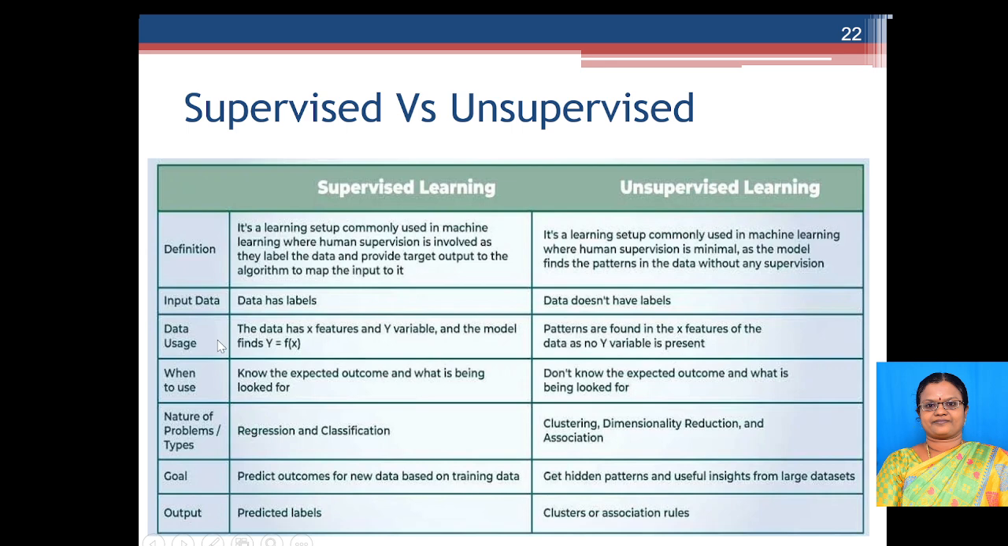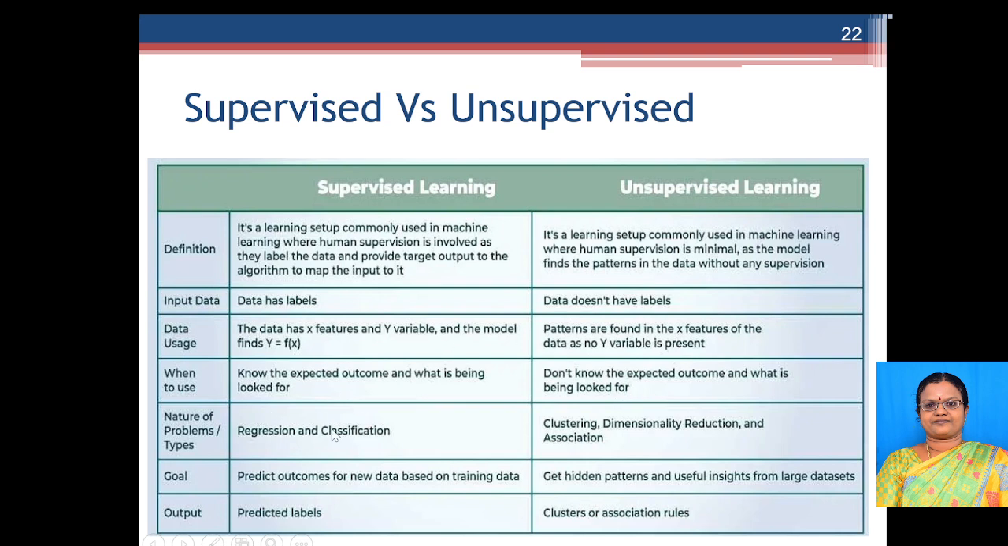And if you see the data usage, it has X features and Y variables, and the model will be using the correlation y is equal to f of X, whereas here the patterns are found in the X features of the data and there won't be any Y variable, that is, there won't be any correlation at all. And when to use supervised learning: when we know the expected outcome and what is being looked for, whereas in unsupervised we don't know what the output will be and what we are looking for.